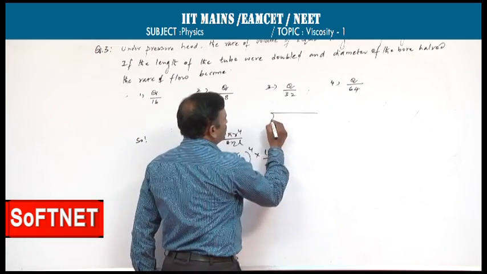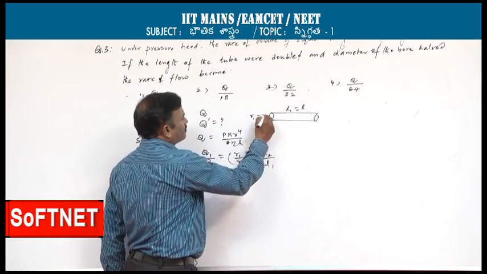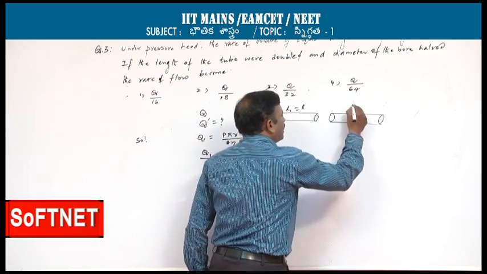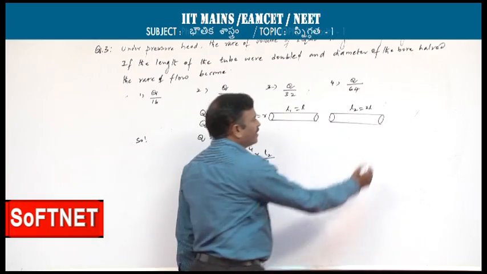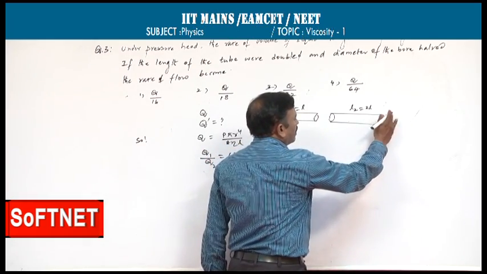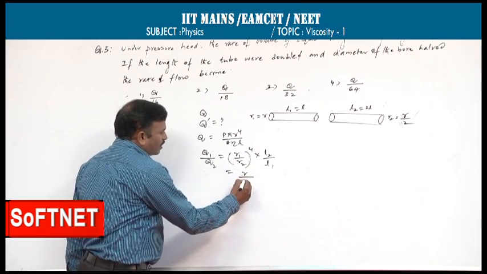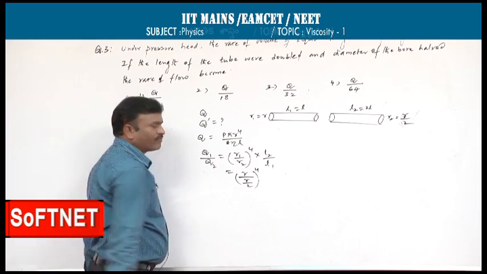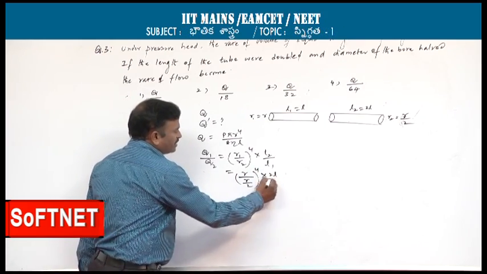Because the initial length is given here, L1 is L, R1 is equal to R. In the second case, the length is increasing to L2 is 2L and R2 is R by 2. Then R1 is R, R2 is R by 2, whole to the power of 4, and L2 is 2L, L1 is L.